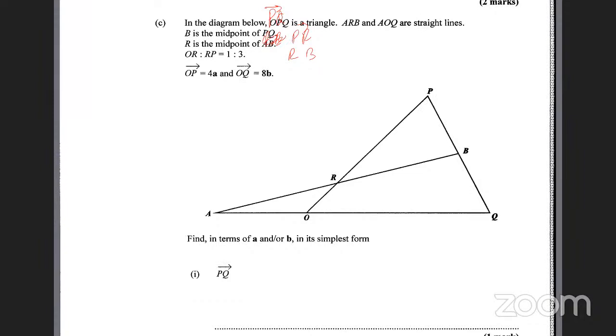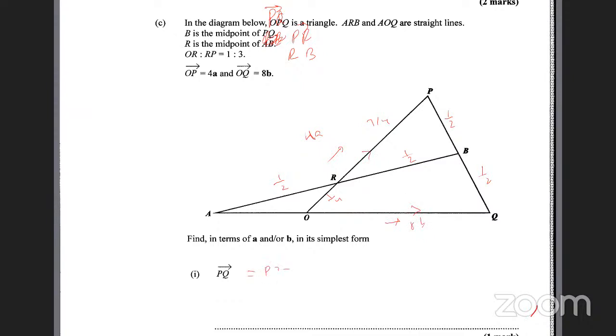So in the diagram, O, R, P are straight lines, M is the midpoint, so I'm putting half and half here. And R is the midpoint of AB, so this is a half and this is a half. And here is 1/4, here is 3/4, right? Because it's split in a ratio 1 to 3. Then they said OP, O to P, is 4A. So everything here is 4A. And OQ, O to Q, everything there is 8B.